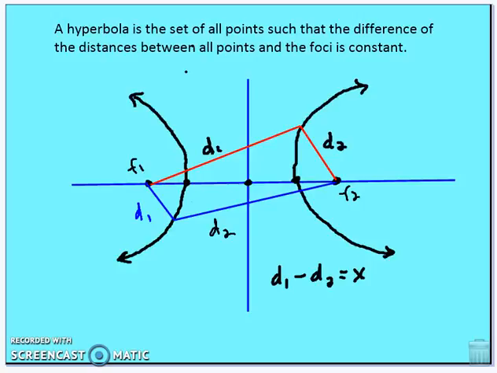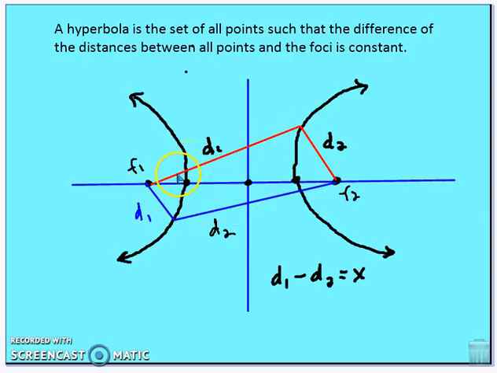So let's talk about the definition of a hyperbola. A hyperbola is a set of all points such that the difference of the distances between all points and the foci is constant. So with an ellipse, remember we said that the sum of the distances is going to be constant. With a hyperbola, the differences are going to be constant. So d1 minus d2 is equal to, in this case, d2 minus d1.